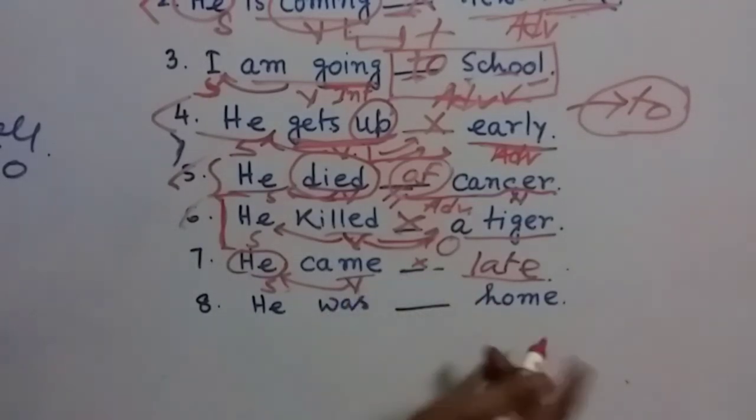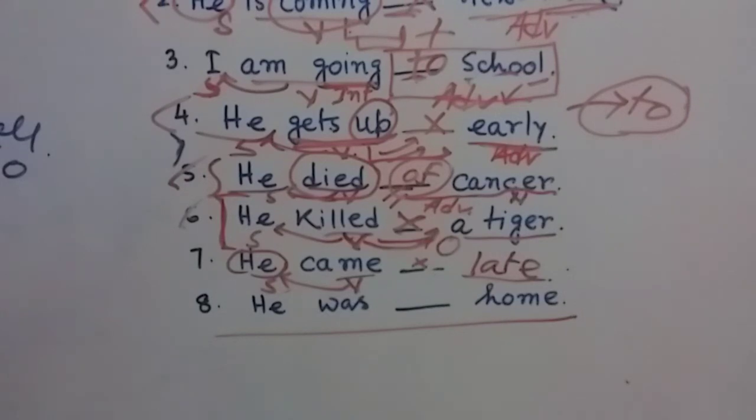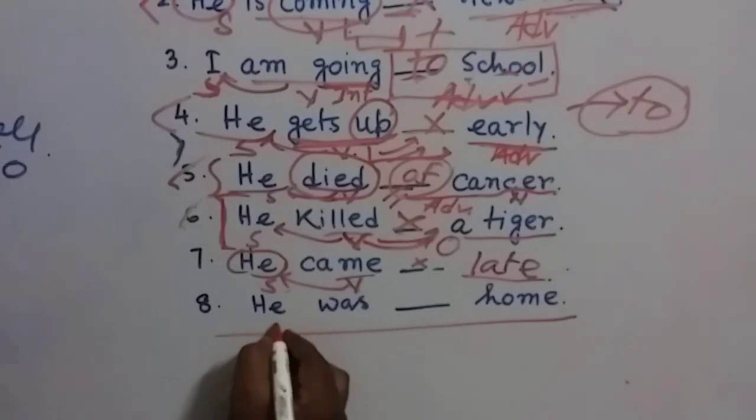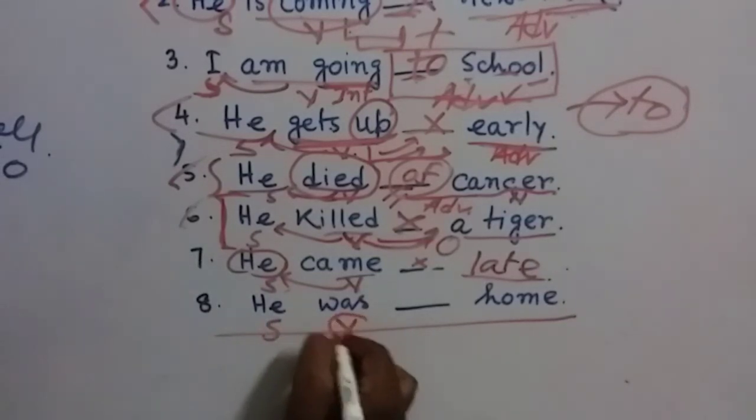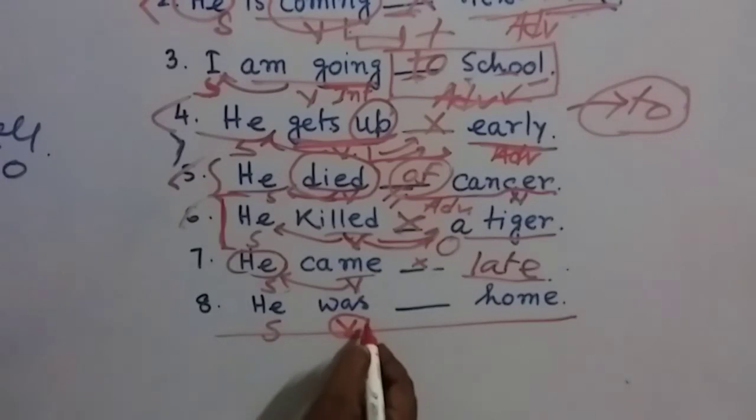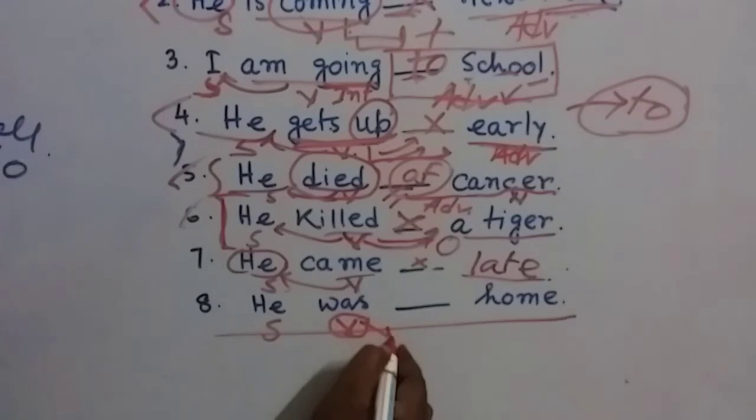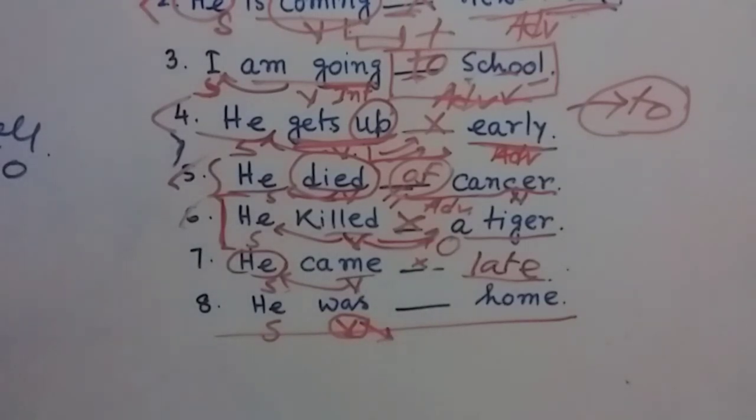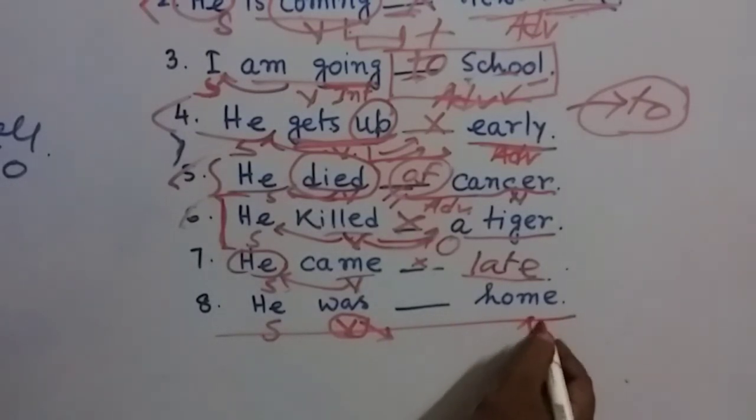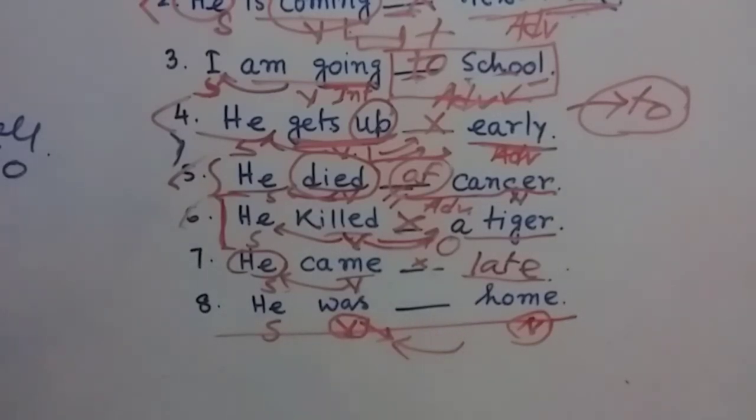Now my dear friends, this is the last one. Look at this example. He was dash home. Here my dear friends, this is the subject and this is the verb. This is called the state verb. That means this verb cannot show any kind of action. As a result, we cannot say whether it is transitive or intransitive. In this situation, obviously, my dear friends, we have to use the adverbial form. And here it's a noun. As there is no such action, we cannot say it's an adverb. Obviously, it's a noun.